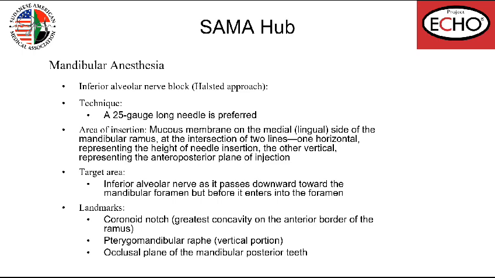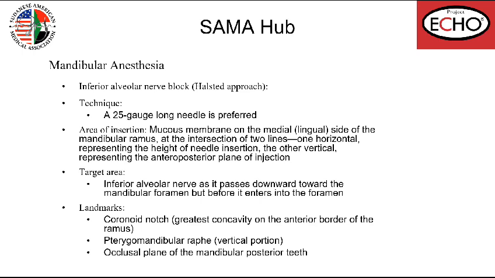Okay? The first landmark is the coronoid notch, and it has nothing to do with the coronoid process. The coronoid notch is a depression that you can palpate with your thumb in the ascending ramus area. It's a concavity or depression that you can feel, coronoid notch.